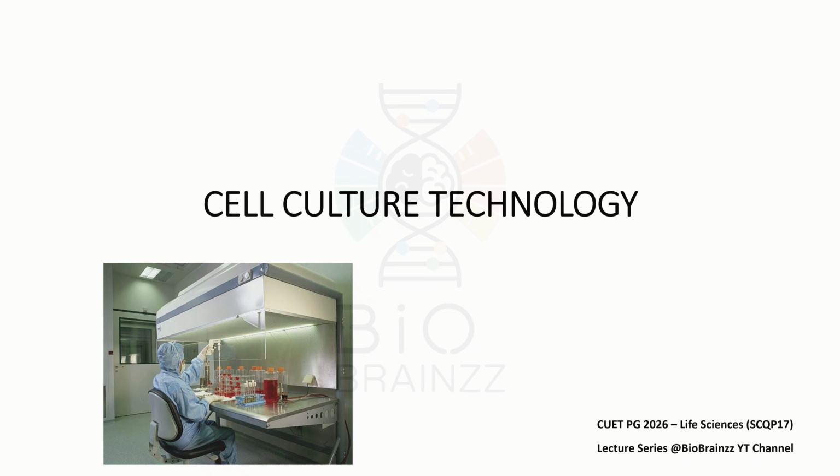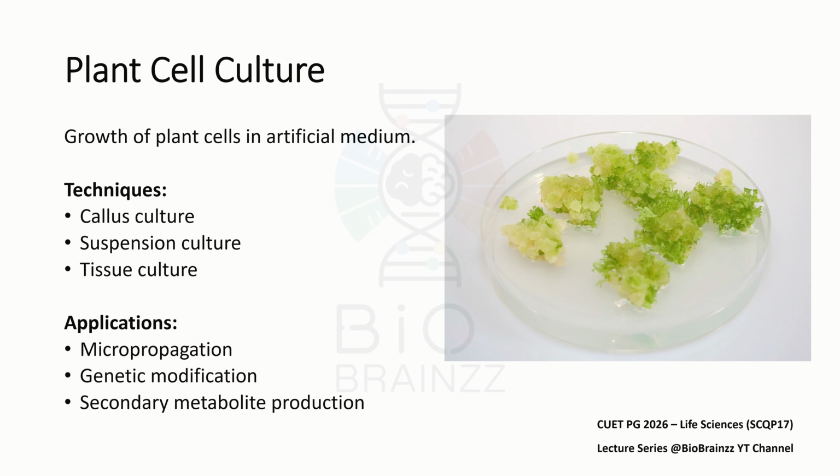Next, we examine cell culture technologies, which allow growth of cells under controlled laboratory conditions. Plant cells can be cultivated in artificial media to produce new plants or valuable metabolites. Techniques include callus culture, suspension culture, and tissue culture. Applications include micropropagation and genetic modification.